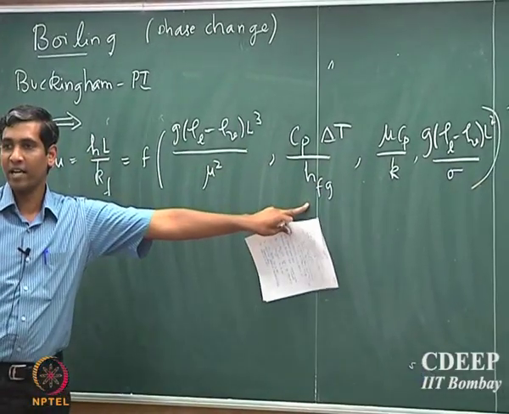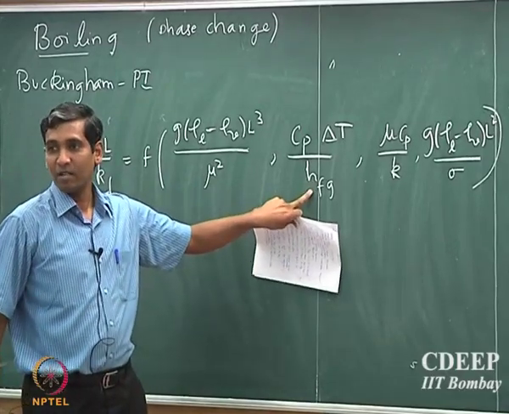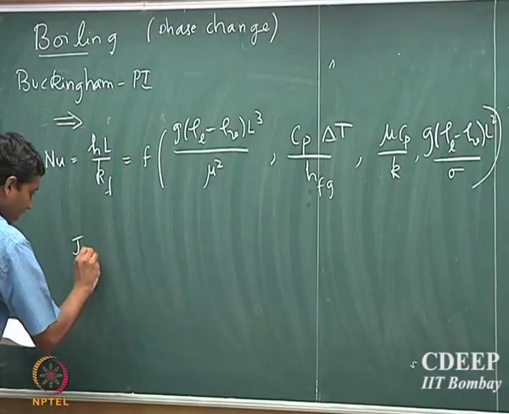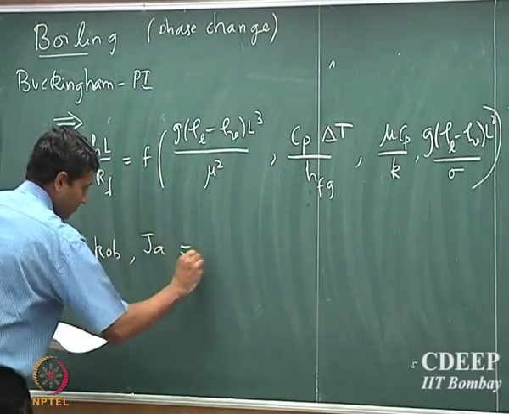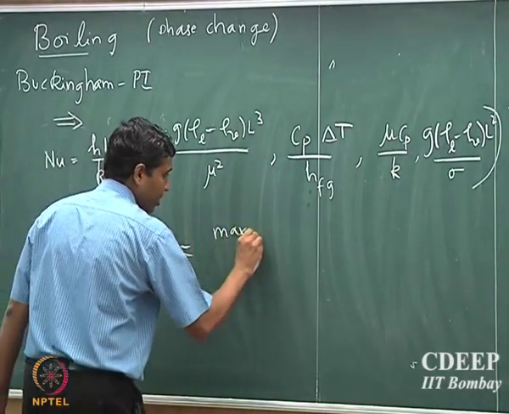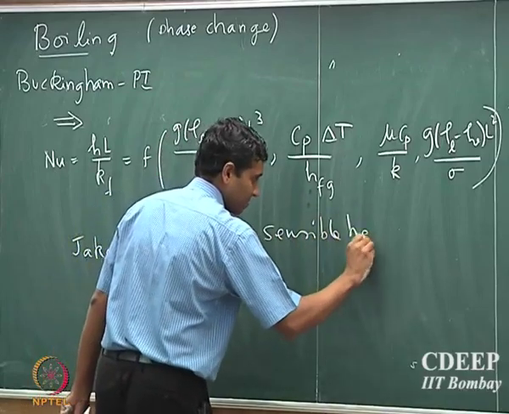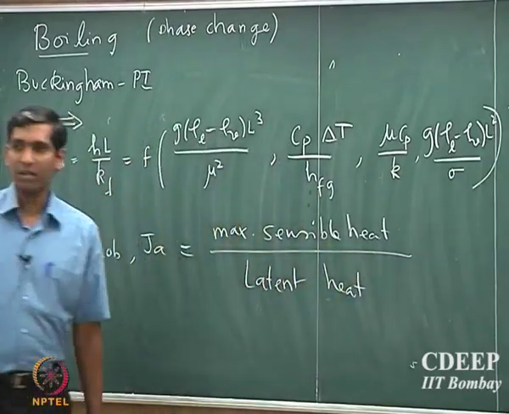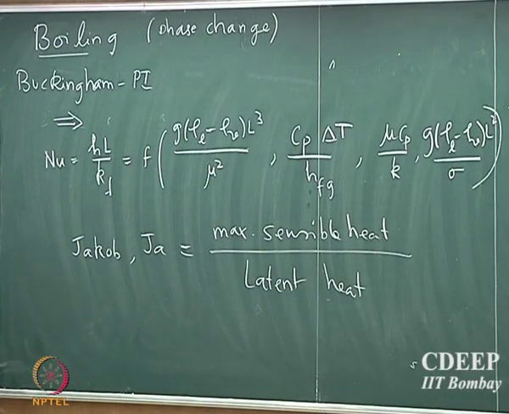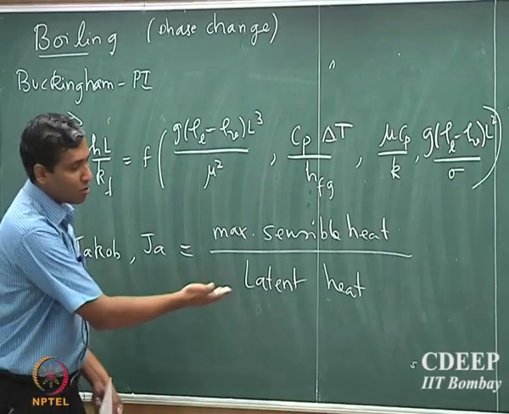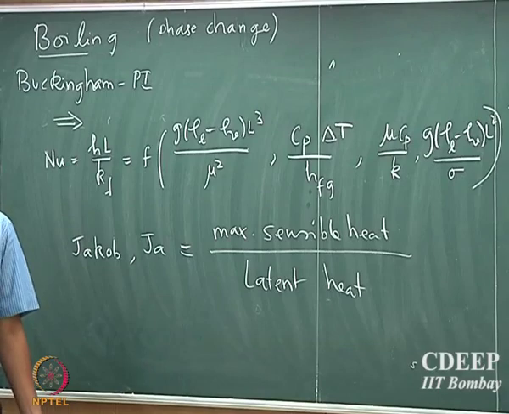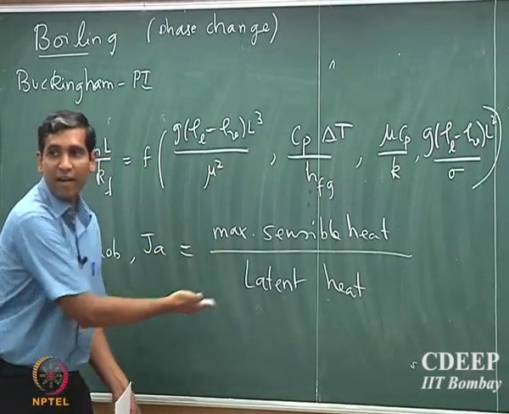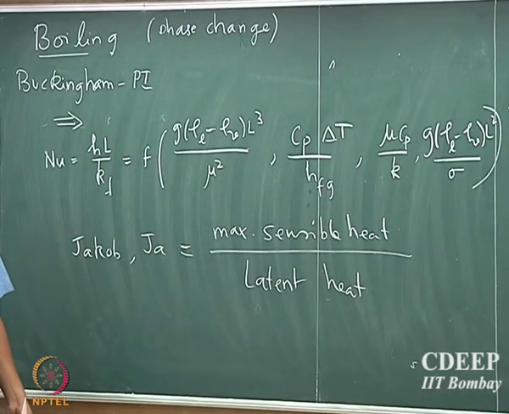What is Cp delta T by h_fg? h_fg is the latent heat. This is called the Jacob number, the ratio of maximum sensible heat divided by latent heat. So, the ratio of the sensible heat that is carried divided by the corresponding latent heat. This tells you what fraction of the heat supplied to the fluid is carried as sensible heat and what fraction is actually used for phase change. Whatever heat you supply to the fluid is used for transport of heat via sensible heat and also for change in the phase.